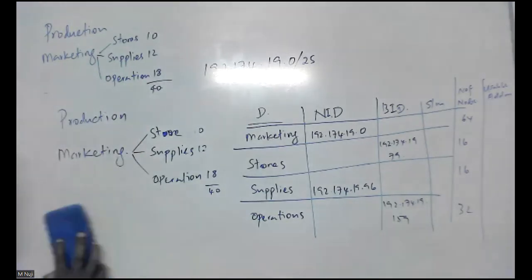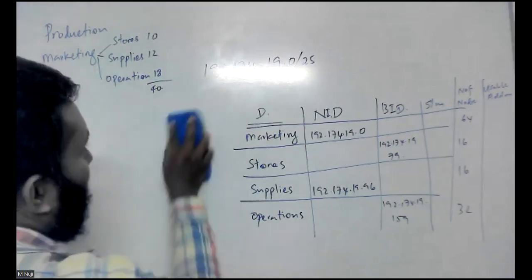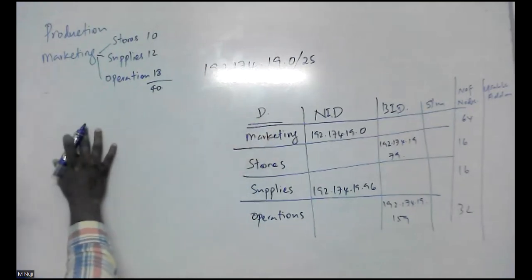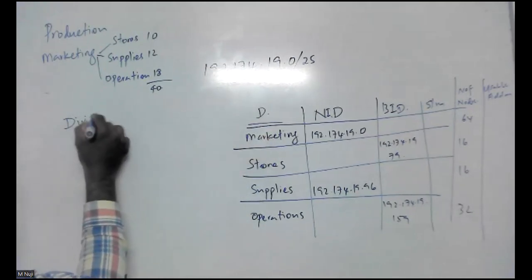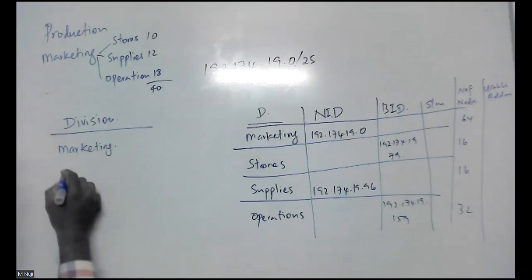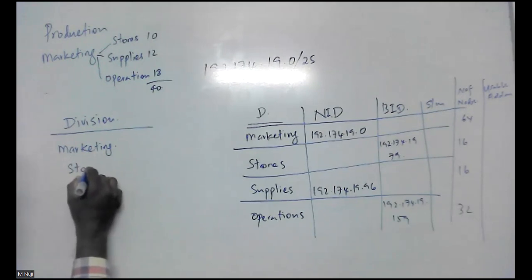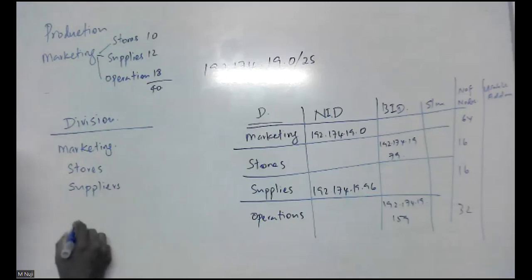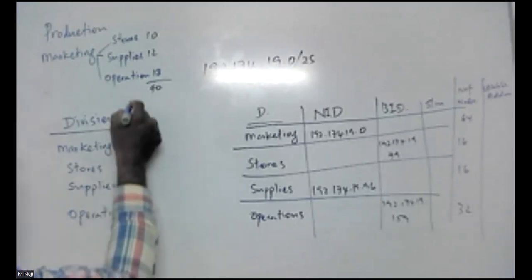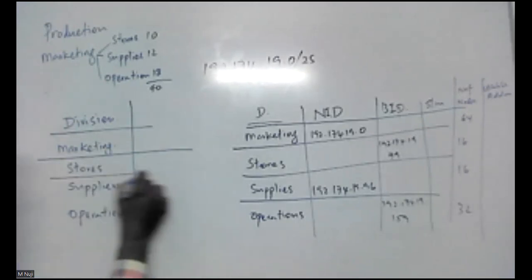So the first number is 192.174.19.0/25. Let's discuss this here. This is the division. The division is first marketing, and under the marketing there are stores, supplies and operation. Okay, my dear students, listen carefully.